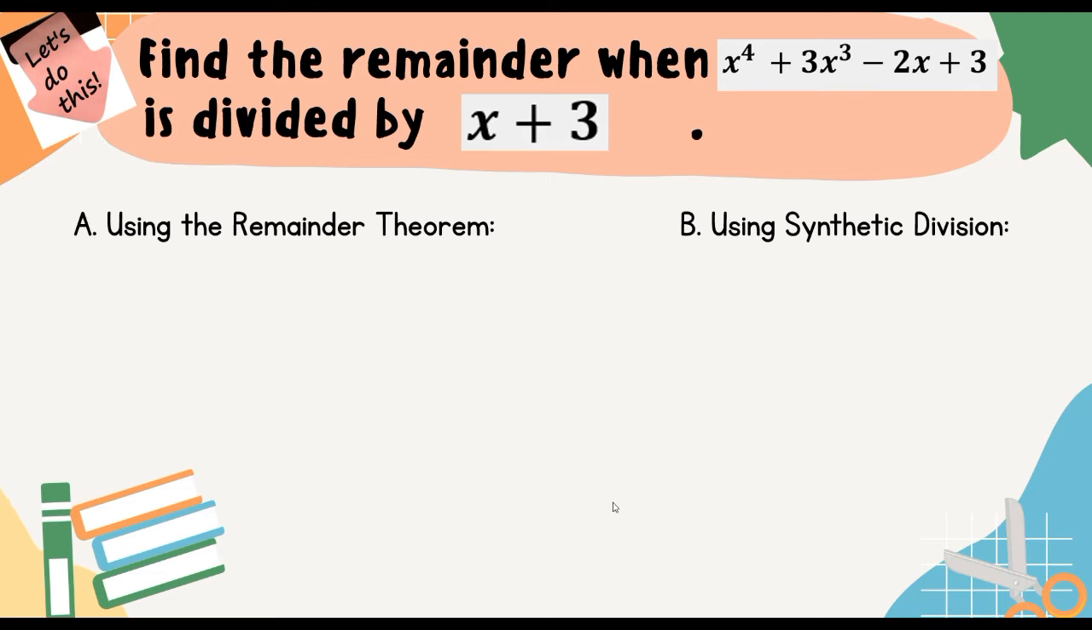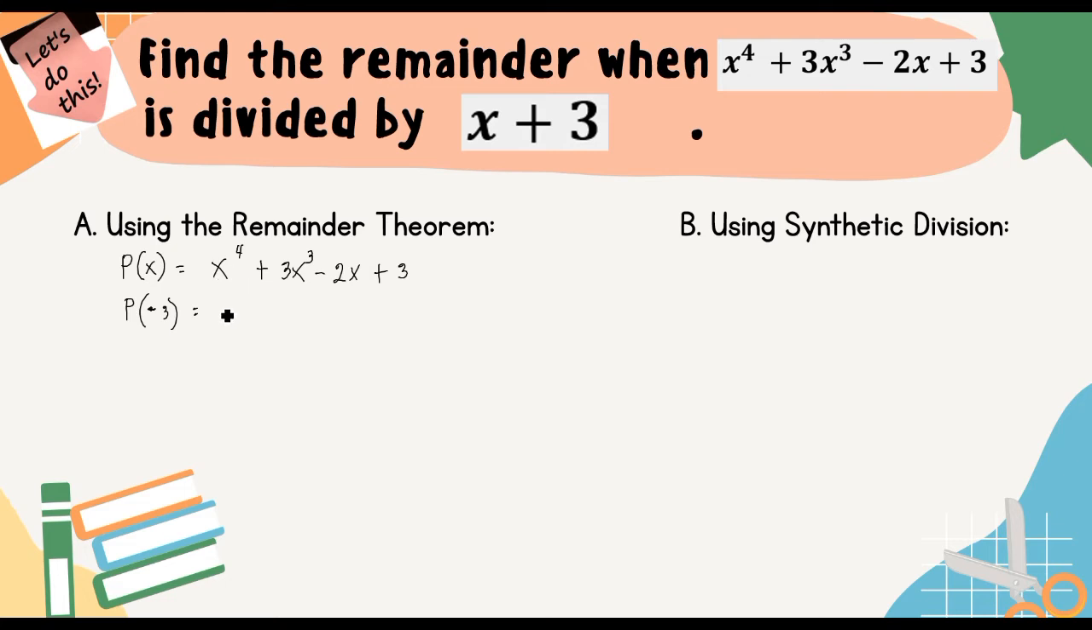So, let us find the remainder when x raised to 4 plus 3x cubed minus 2x plus 3 is divided by x plus 3. So, using the remainder theorem, wala naman tayong magiging problema kung may kulang na exponent. Kagaya nito, x raised to 4, x cubed, kailangan niya ng x squared, x raised to 1, and then 0. Pero pag remainder po, pwedeng diretso na tayo. So, we will have p of x is equal to x raised to 4 plus 3x cubed minus 2x plus 3. Then, we will change the value of x, so from positive 3, this will become negative 3.